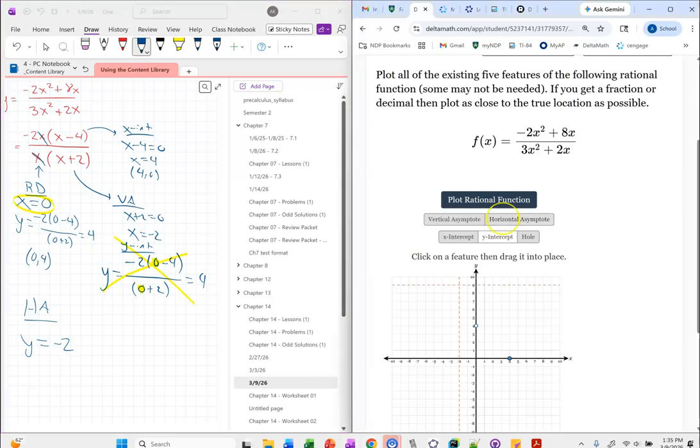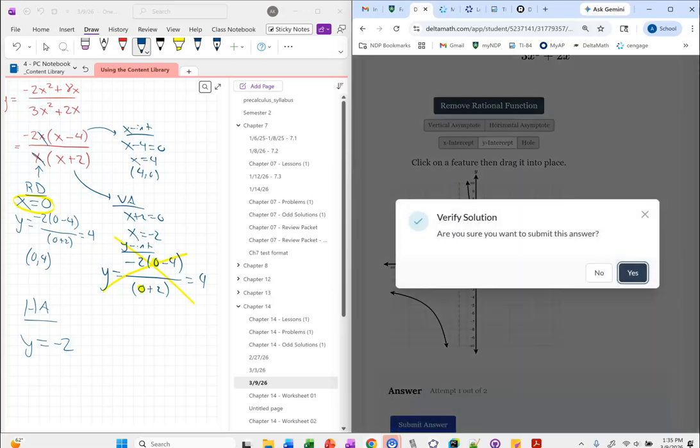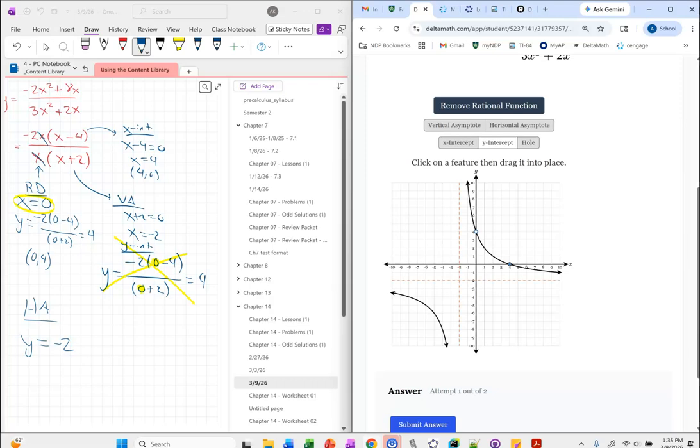So I do have a horizontal asymptote. I'll drag that down to -2, and then I'll hit plot. Now that I've placed everything that I can, and hit submit answer. Actually, let's do this first.